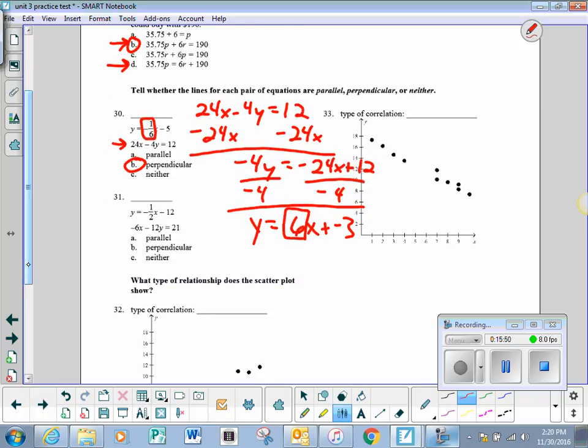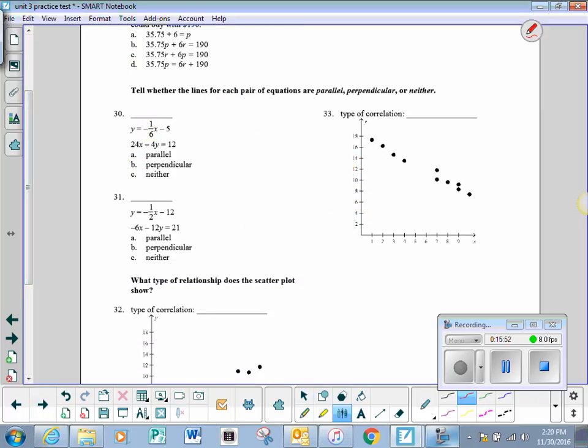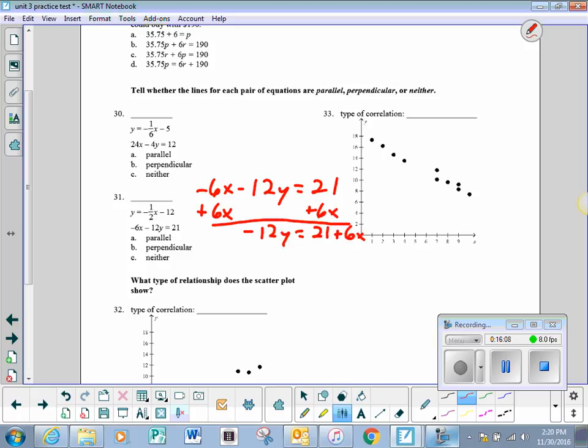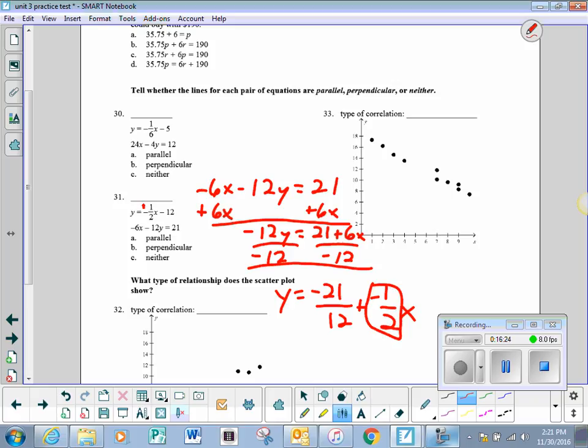How about the next one? Well, on the next one, if I get y alone down here, negative 6x minus 12y equals 21, and I add 6x to both sides to get y alone, and have negative 12y equals 21 plus 6x, divide both sides by negative 12, and I get y equals negative 21 twelfths plus negative 1/2 x. What's the relationship between negative 1/2 and negative 1/2? They're the same, so they're parallel.